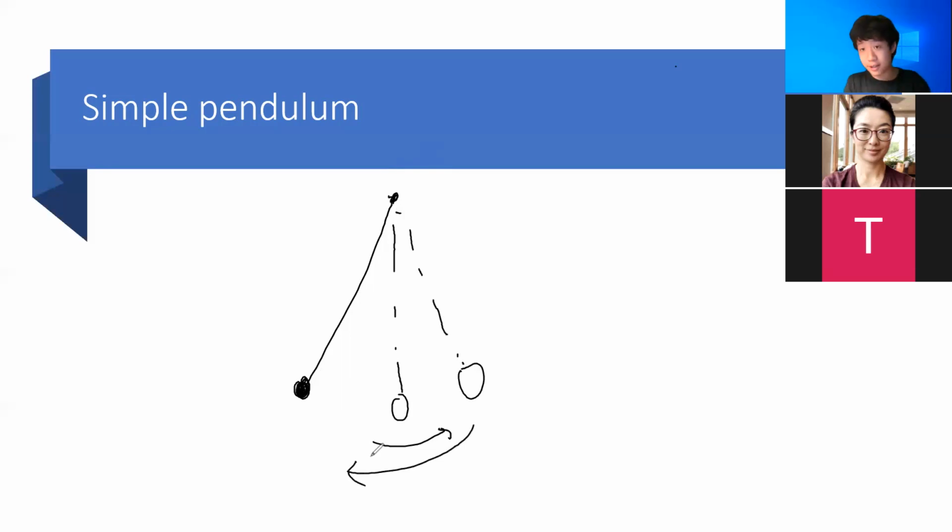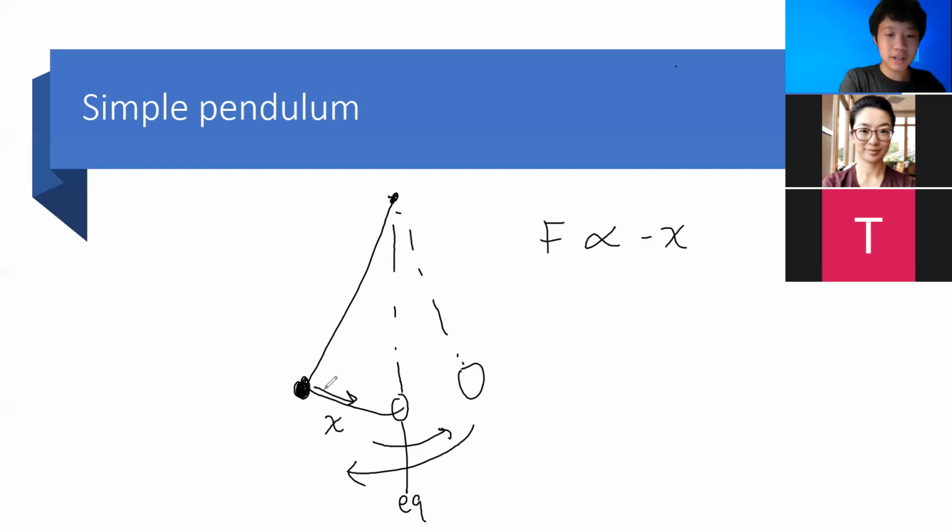Obviously, it's oscillating, right? So we can assume that it's simple harmonic. But how do we prove it? Simple harmonic means that we have to have F proportional to negative displacement. In this case, it's going to be x right here, and equilibrium is right in the middle. So how do we find this? Well, what is the force accelerating the mass this way? Because that's what we really want to find.